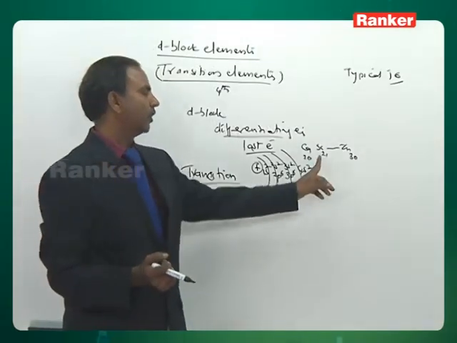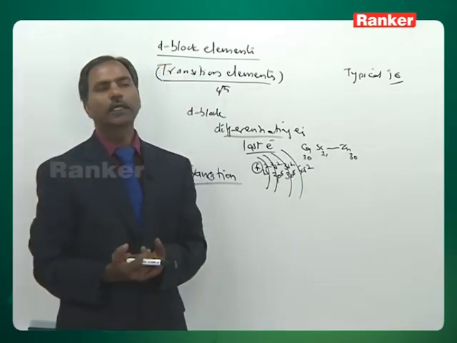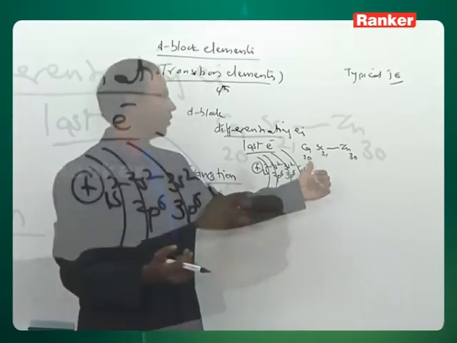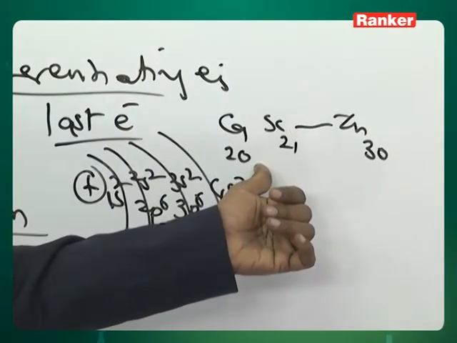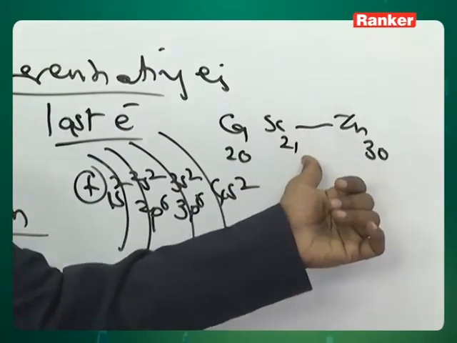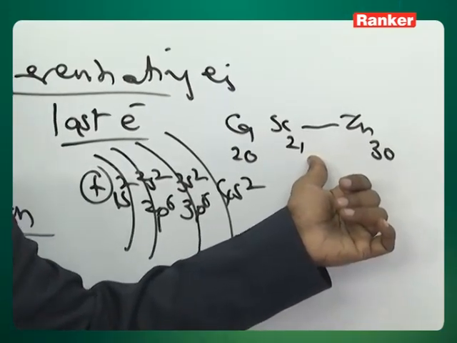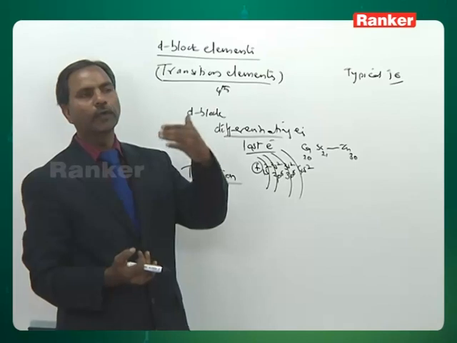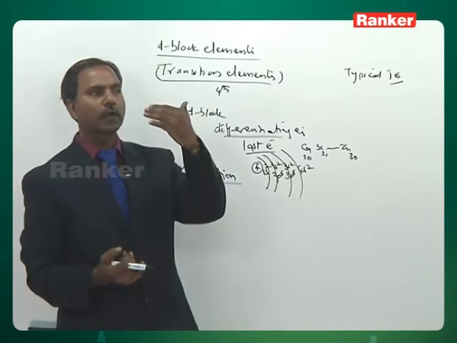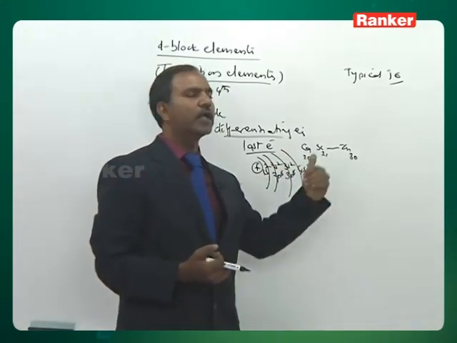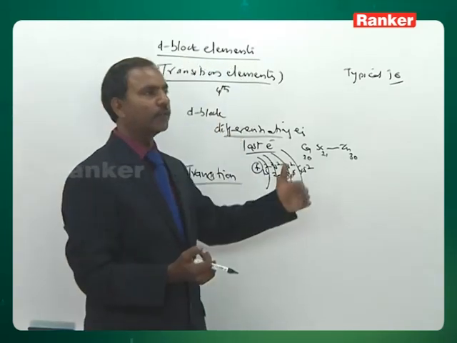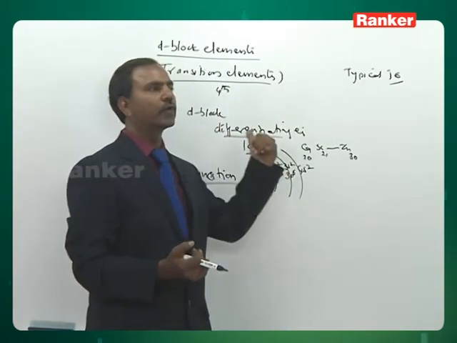Scandium 21 to zinc 30. These are all the electrons we consider as differentiating electrons. What is the differentiating electron? The atom which is carrying 20 electrons is calcium. The atom which is carrying 21 electrons is what? Scandium. Therefore, the differentiating electron between calcium and scandium is what? The 21st electron. Now, you talk about titanium. From scandium to titanium, the differentiating electron is what? The 22nd electron. That is, the next higher electron is the differentiating electron.